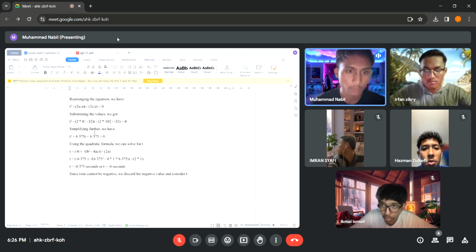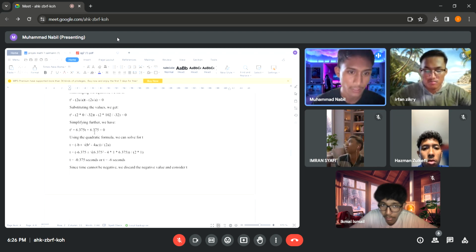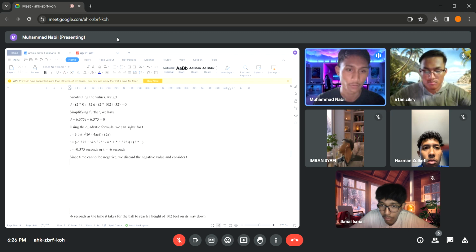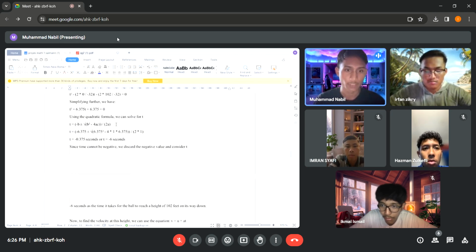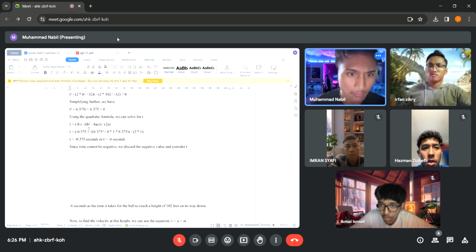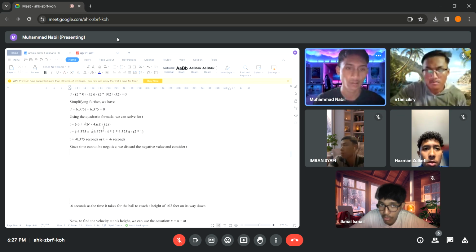After substituting the value, we simplify further. So we have t squared plus 6.375t plus 6.375 equals 0. Using the quadratic formula, we can solve for t. The formula is negative b plus or minus the square root of b squared minus 4ac, all of that divided by 2a.